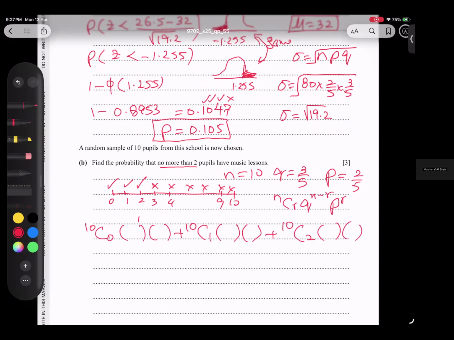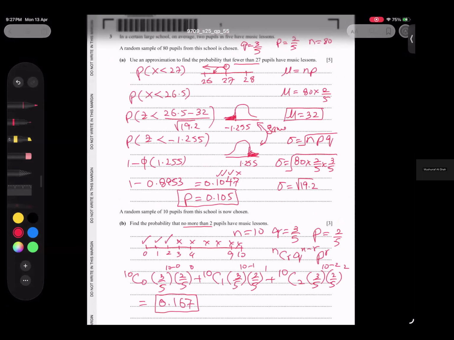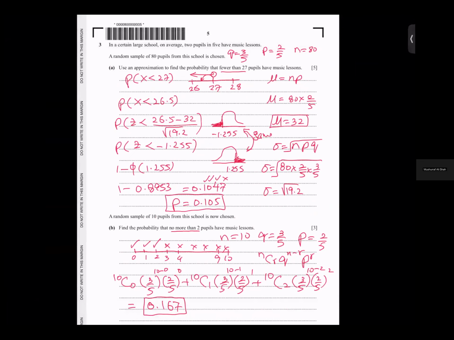The first powers are 10 minus 0 and 0, 10 minus 1 and 1, and 10 minus 2 and 2. The first bracket is q, which is 3/5, and the second is p, 2/5. Now it's just a matter of typing in the calculator. If we type it in, the answer to 3 significant figures is 0.167. We have 0.1673 also, but after rounding to 3 significant figures, this is our answer. And question number 3 is completely over.